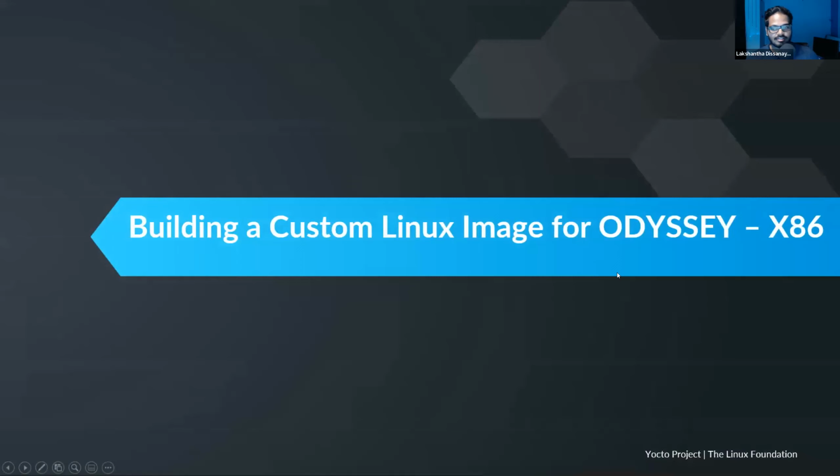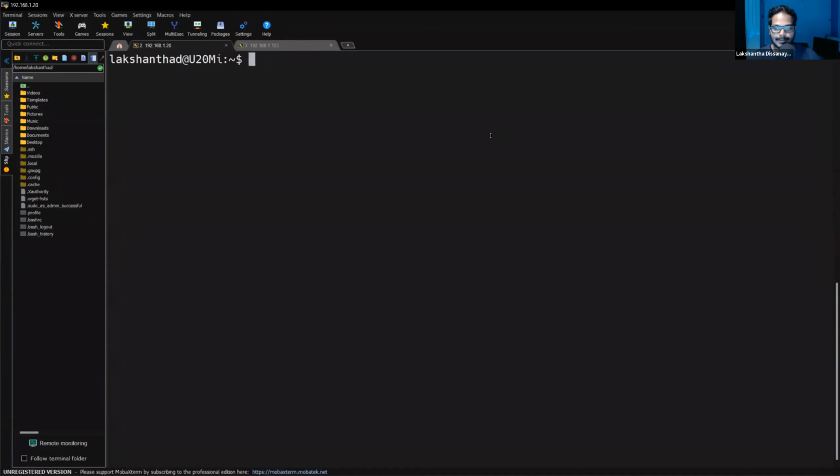Next, I will walk you through building a custom Linux image for the Odyssey x86 board that I have mentioned before. Here I will also add an extra layer which has the Mender client integration so that we could do over-the-air updates to this board. Now I will connect to my Ubuntu computer via SSH. I have connected to it. So let's start here to do a small demonstration. I will first start by creating a project directory. I will create a new directory for a project.